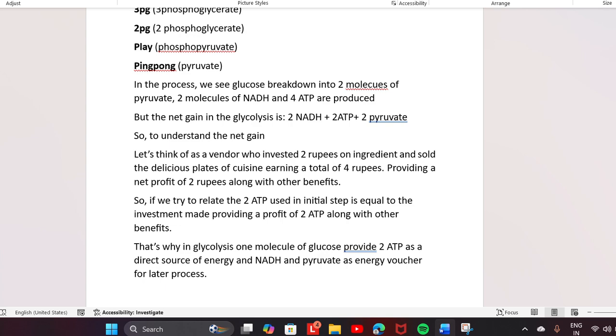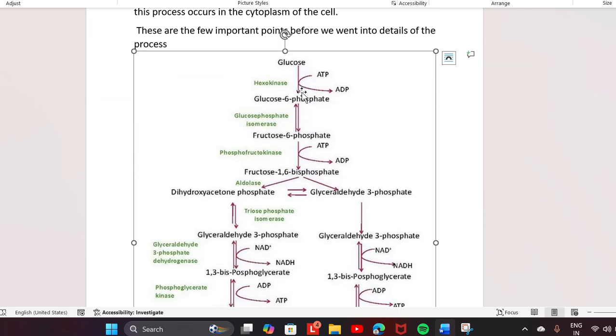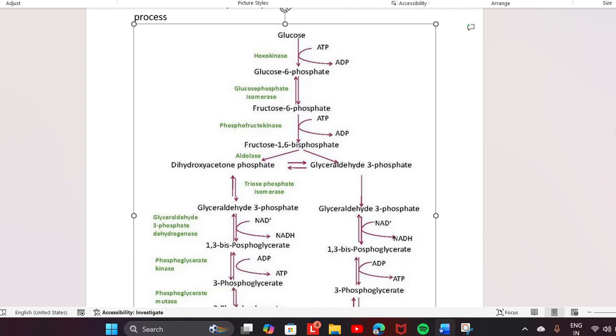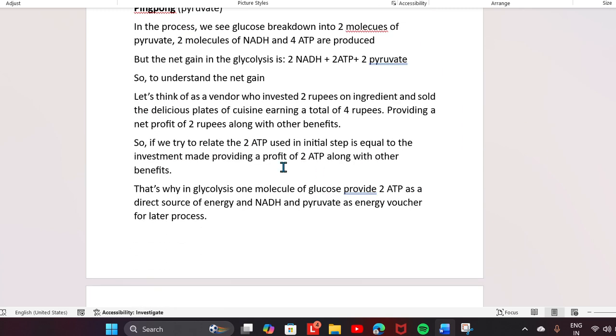Similarly, in the first steps, you invested 2 ATPs. Therefore, the net gain is 2 ATP, not 4 ATP, right? This is a very key point to remember. That's why in glycolysis, one molecule of glucose provides 2 ATP as a direct source of energy, and NADH and pyruvate as energy vouchers. They are energy vouchers that will be used later in the process, right? So with this, we wind up our topic glycolysis. Thank you.